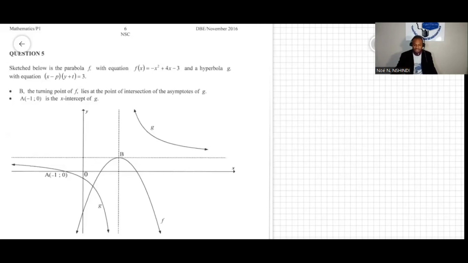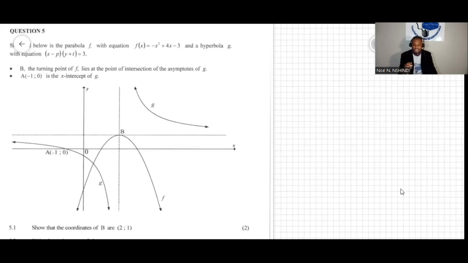Now, we're going to do question 5.1. The question says, show that the coordinates of B are 2 and 1. I'm going to write the question over here, question 5.1. I need to prove that the coordinates of B, this is B, are 2 and 1.